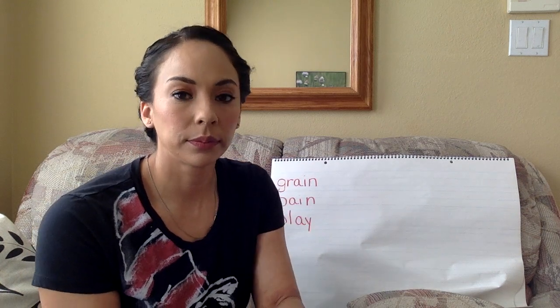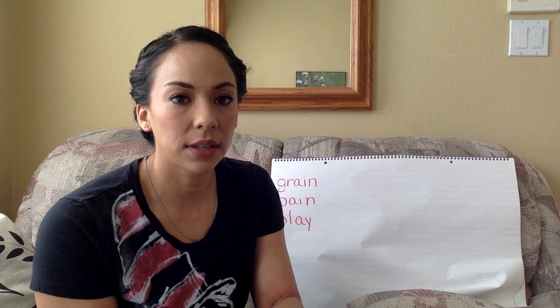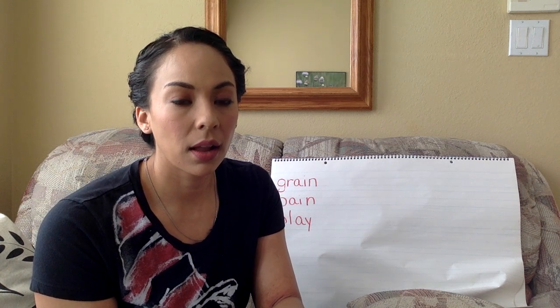T-A-L. Tail. Okay, there's two kinds of tails. I'm talking about the tail that's on your cat or your dog, okay? Tail. I'll give you a hint. It's not a bossy E. It is a vowel team. Okay, write it. Make sure you have all the sounds.